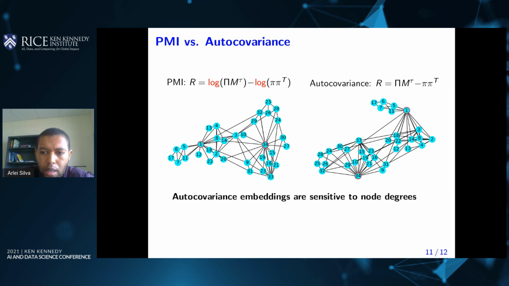And you can see that autocovariance, in a way, is very sensitive to the node degrees. I'm marking here the hubs, or the nodes with highest degree, in red, and you can see that autocovariance puts these nodes in separate spaces, usually in the corners of the embedding, which, in the paper, we show has a lot of implications when you use these embeddings for link prediction.